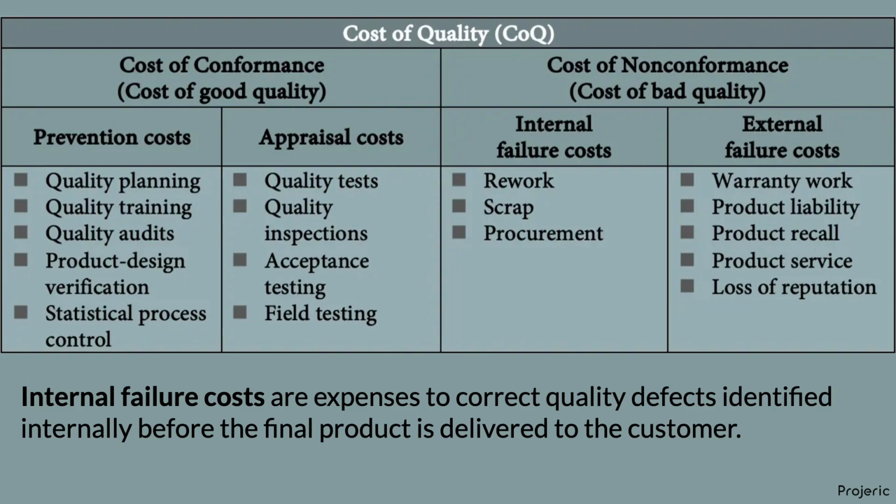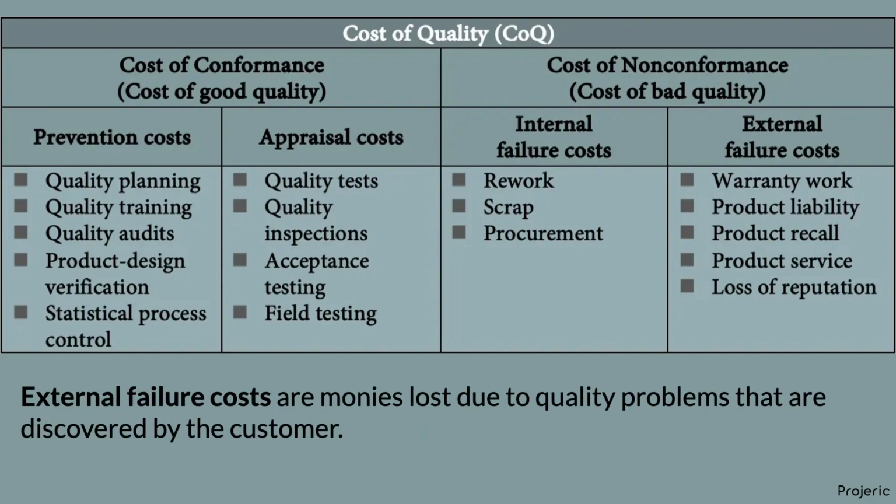Internal failure costs are expenses to correct quality defects identified internally before the final product is delivered to the customer. For example, the cost arising from fixing a quality defect identified by the project team is an internal failure cost. External failure costs are monies lost due to quality problems that are discovered by the customer. External failure costs include warranty work, costs arising from product recalls, product service costs, and even the cost that comes from the loss of reputation.